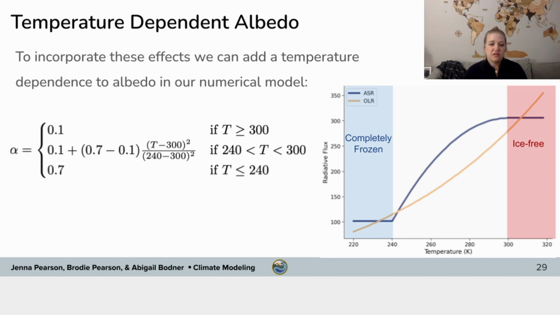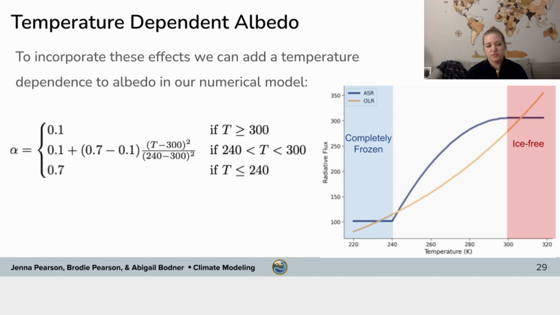Similarly, when Earth is warm, say above 300 Kelvin, like it could have been in the Eocene 55 million years ago, we assume that all the ice and snow have melted, and thus the albedo can decrease no further and is set at a constant value once more that reflects the very low albedo of an ice-free ocean and land. In between, we have this partially frozen state where the albedo can increase or decrease depending on temperature decreases and increases respectively.